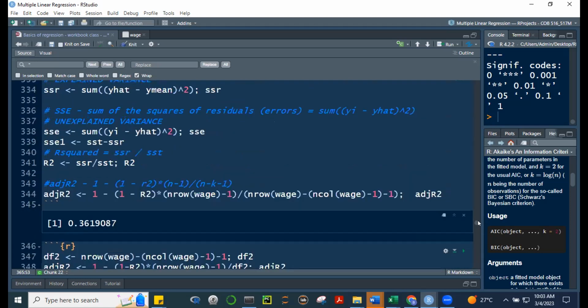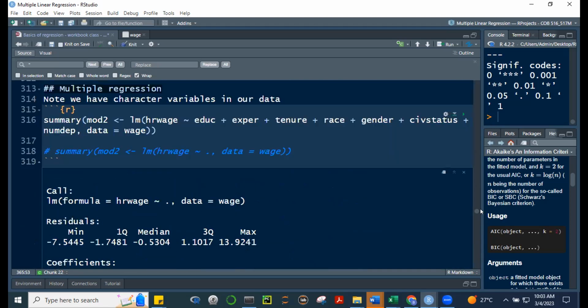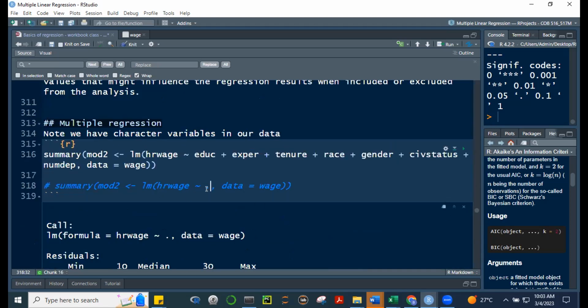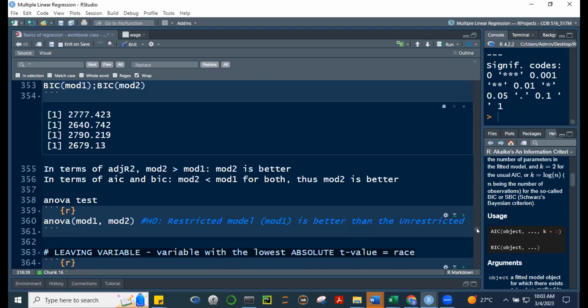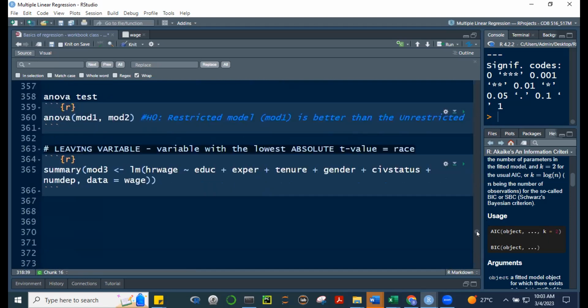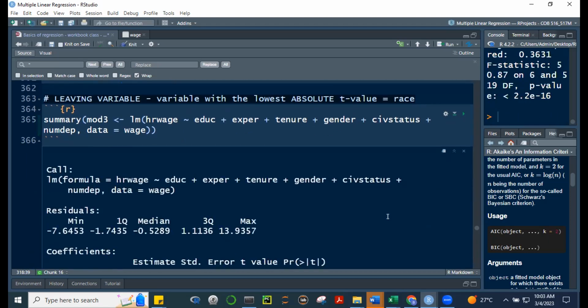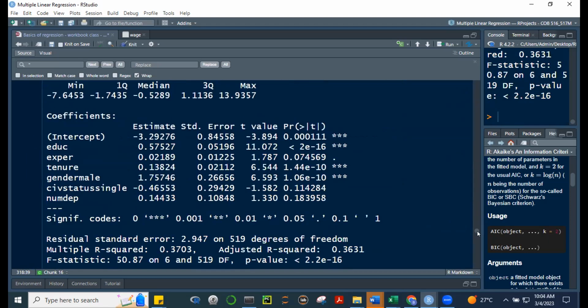Actually, you can also use this here, then subtract race, so everything minus race. You can also use that, but let's not bother with that. I just wanted to show you that that can also be done. Okay, so let's run this and print the summary. Hourly wage regression on education, experience, gender, etc. Let's run this. And we have this model.